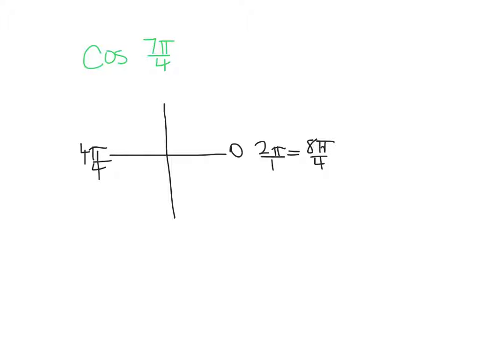Okay, so 7 pi over 4 is past 4 pi over 4. Halfway between 4 and 8 would be 6. So it's past that, but it's before you get to 8. So it would be over here in quadrant 4. So we want to find the reference angle by subtracting our angle and the nearest x-axis. So we would subtract 8 pi over 4 minus 7 pi over 4. And that would give us pi over 4.